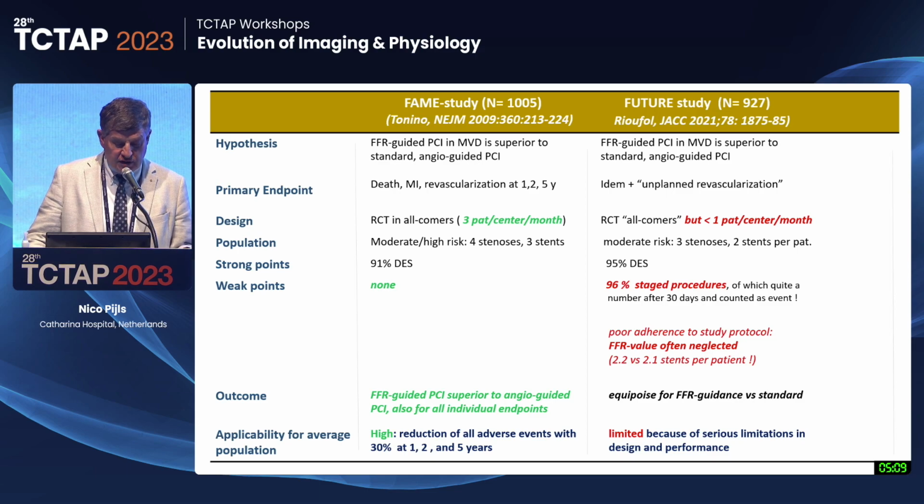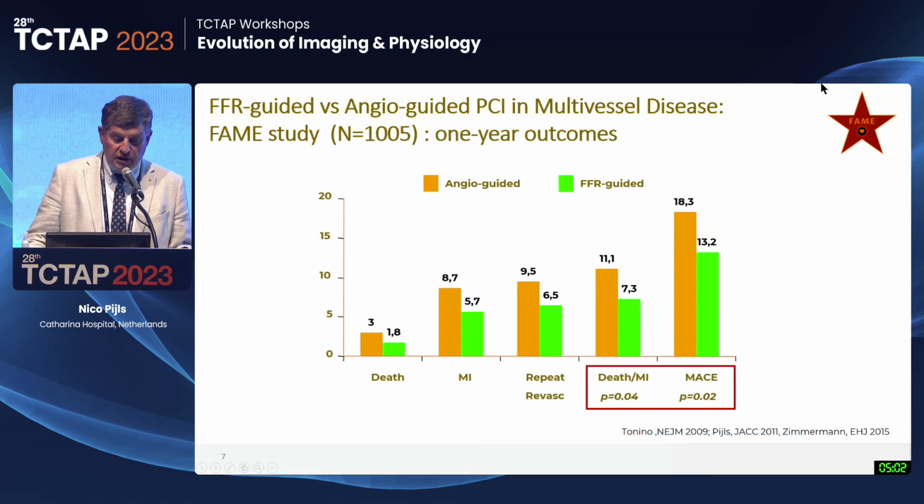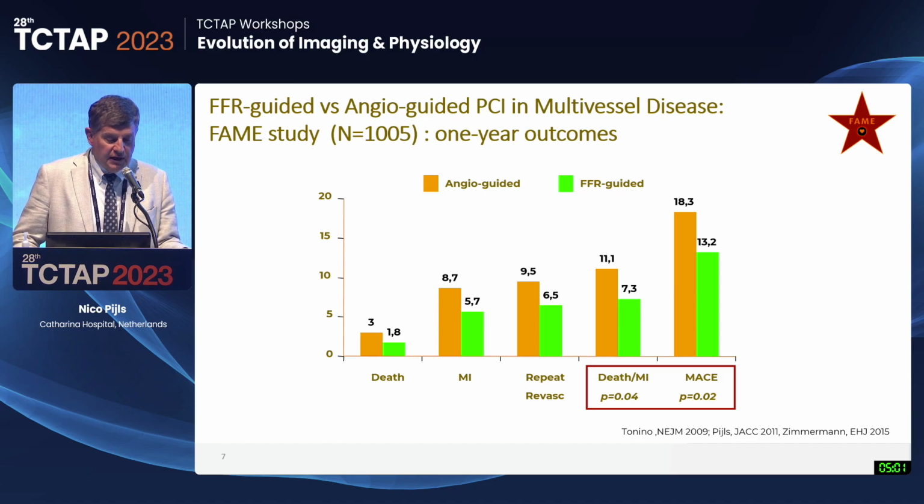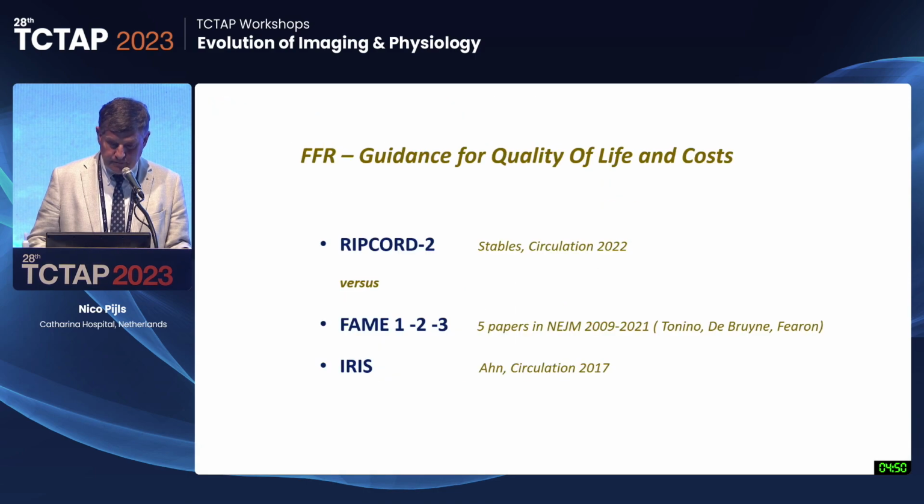in the FAME study, where FFR guidance was superior to angio guidance, as shown in this slide, both at 1 year, at 3 years, and at 5 years. In the FAME study, there was about 30% advantage for all different types of events, and that was significant, not only for MACE, but also for death and MI.